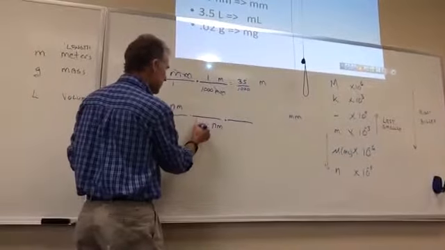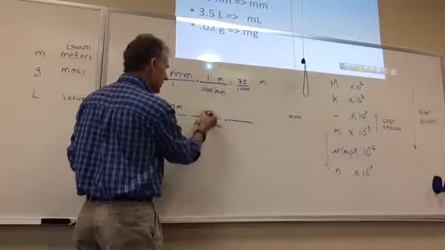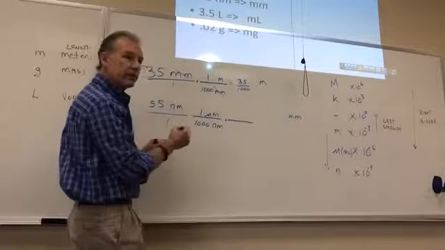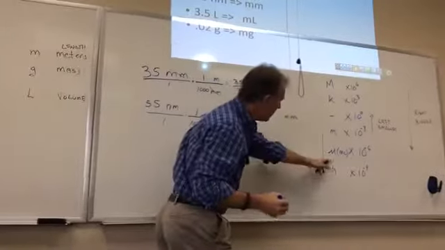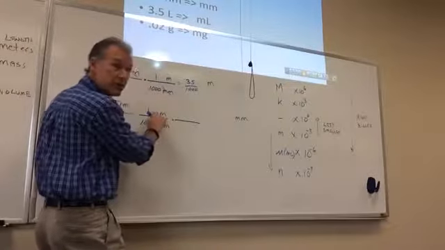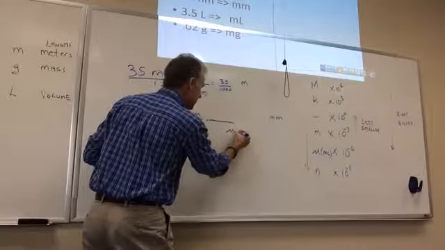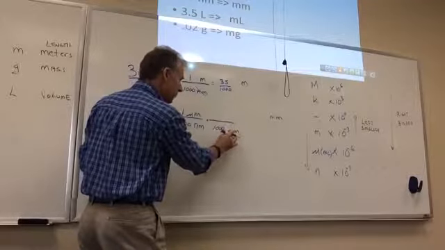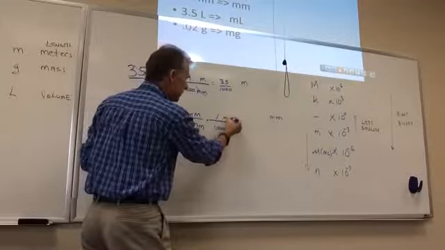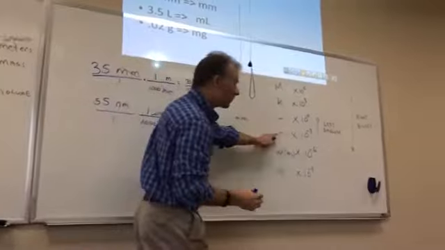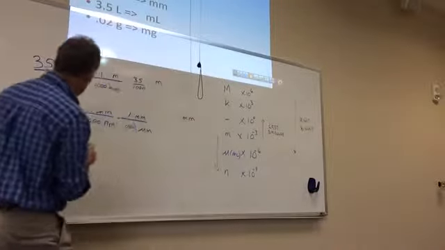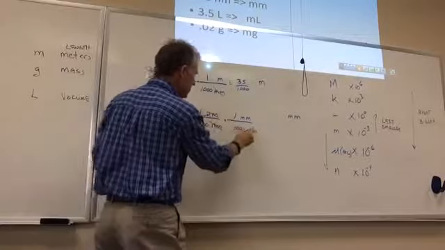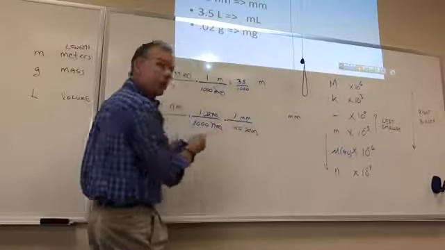So I can say that there's 1,000 nanometers in 1 micrometer, right? Going from here to here. But then I don't want micrometers either, so I'm going to put micrometers here. And I can say that there's 1,000 micrometers in 1 millimeter, right? Going from there to there. And so now you can see that the nanometers would go away, the micrometers would go away, and we're left with just what we want.